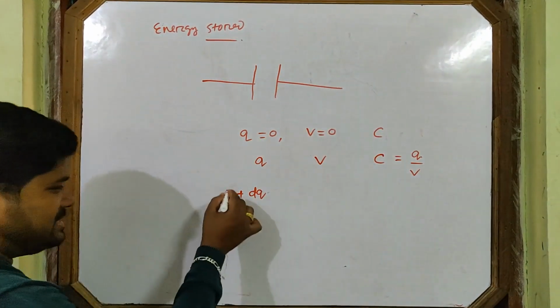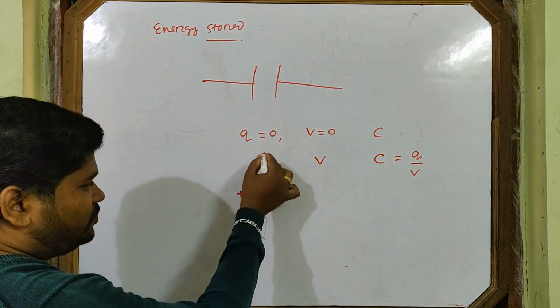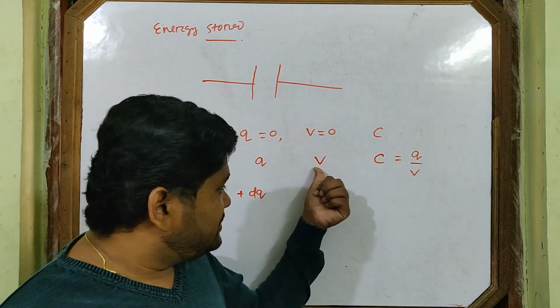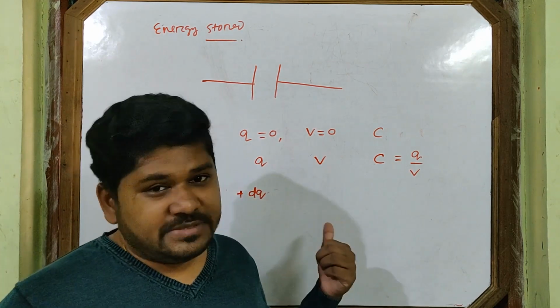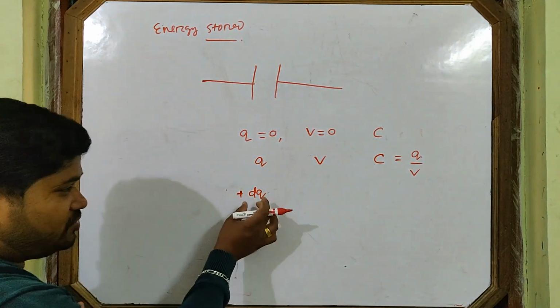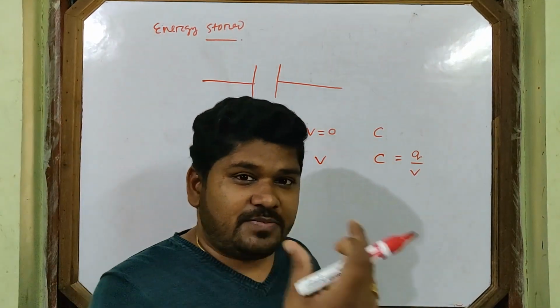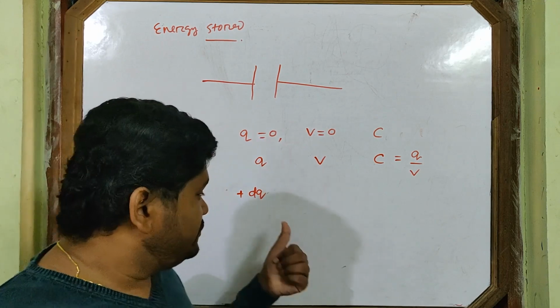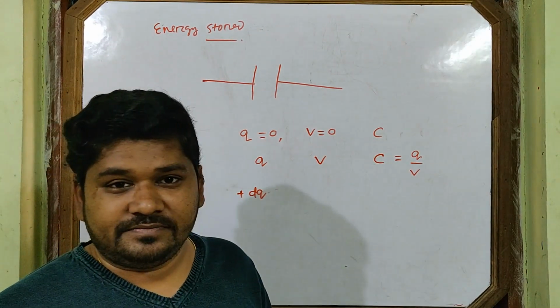So when this dq amount of charge is added, you have to work against this q. You have to move this dq charge in the potential difference V. Then how much amount of work is done? That is the potential energy added to the capacitor due to the addition of dq charge.